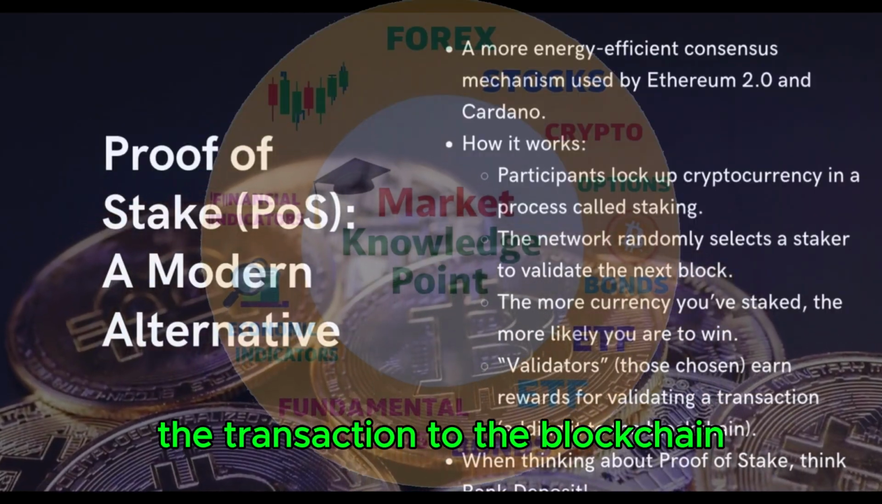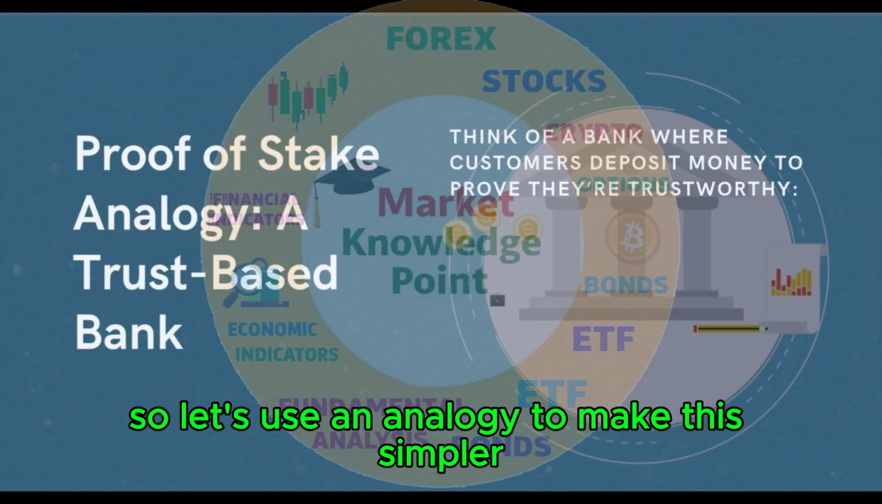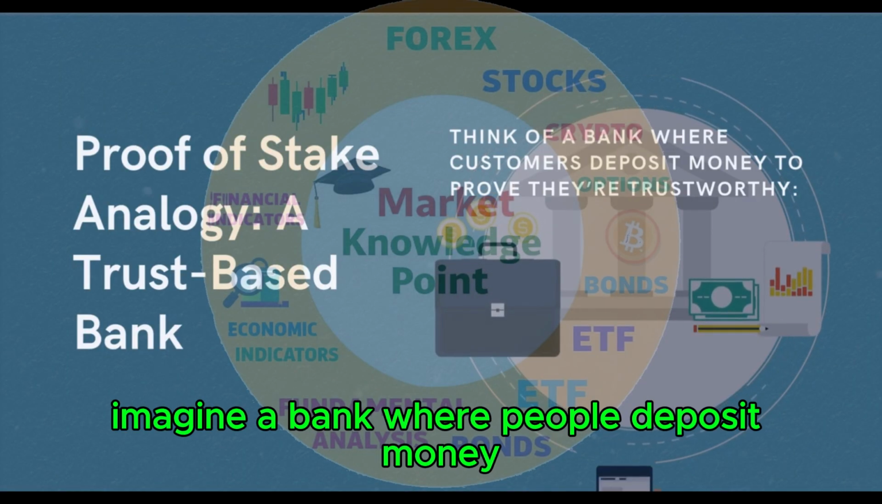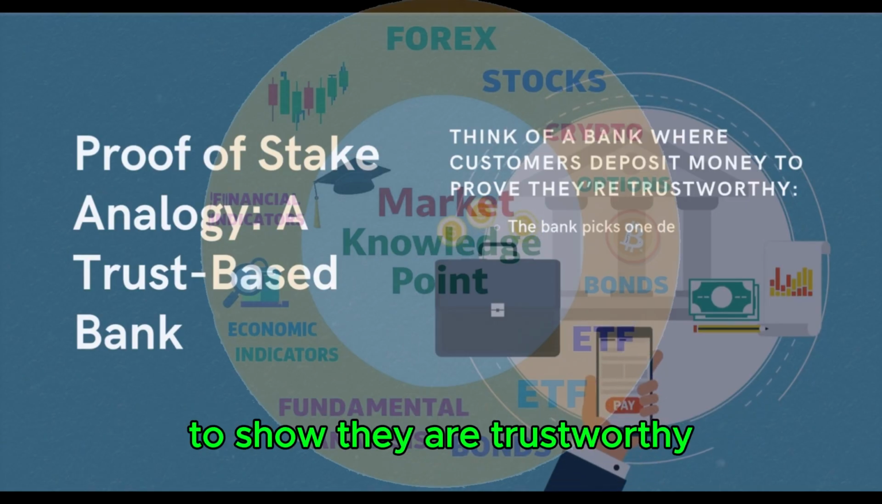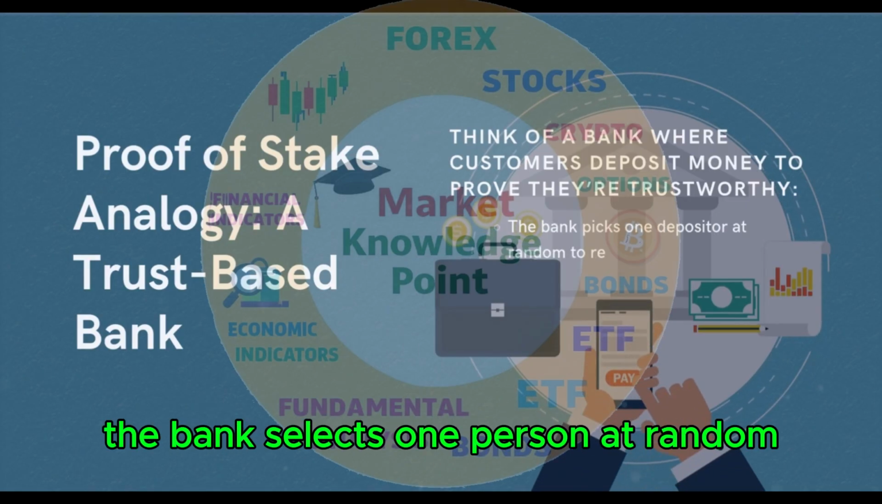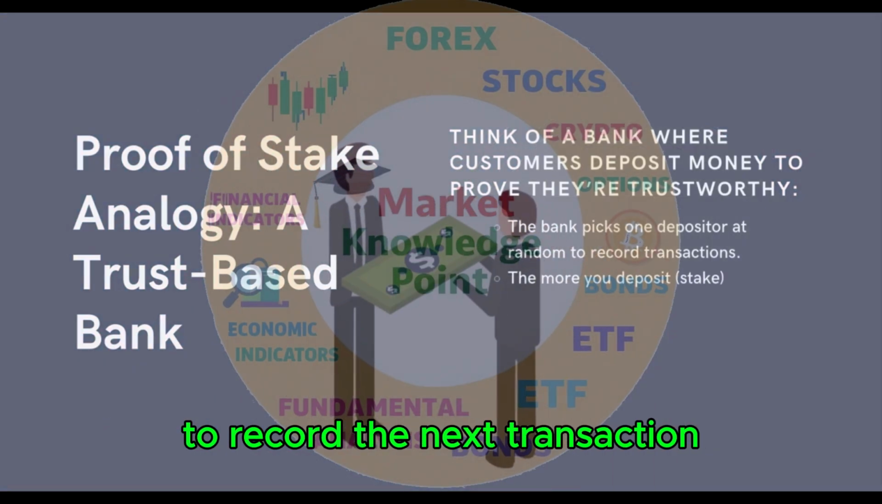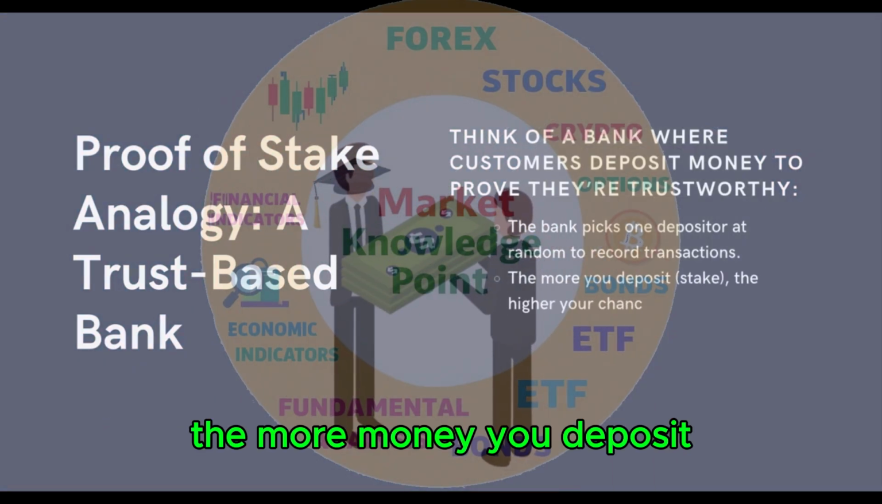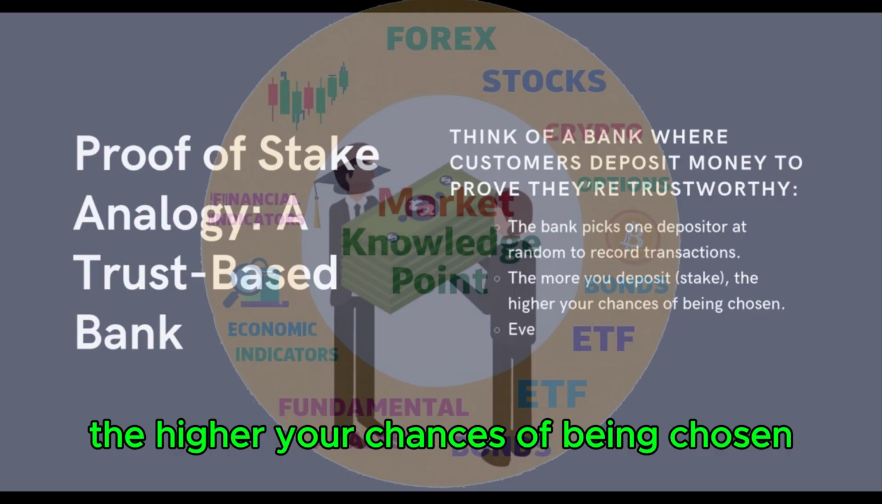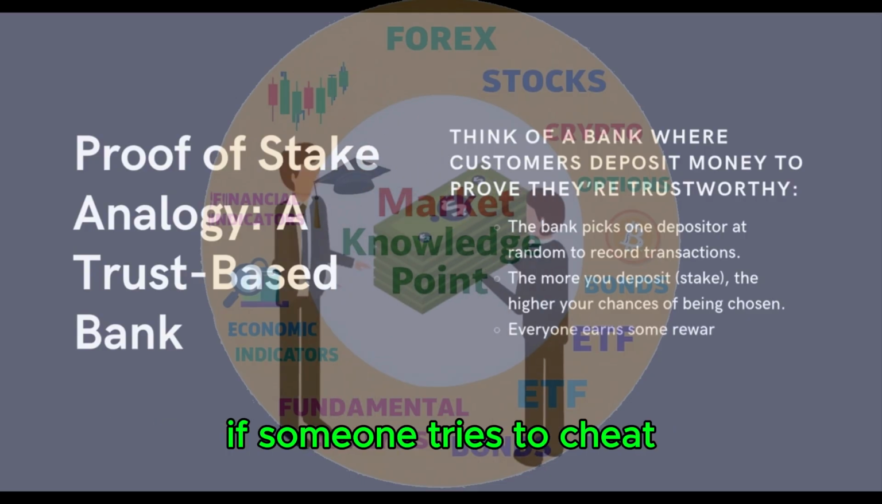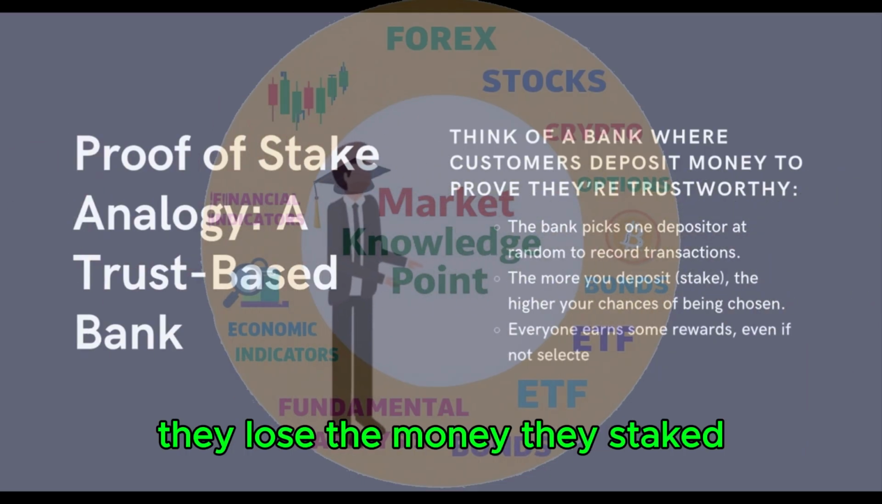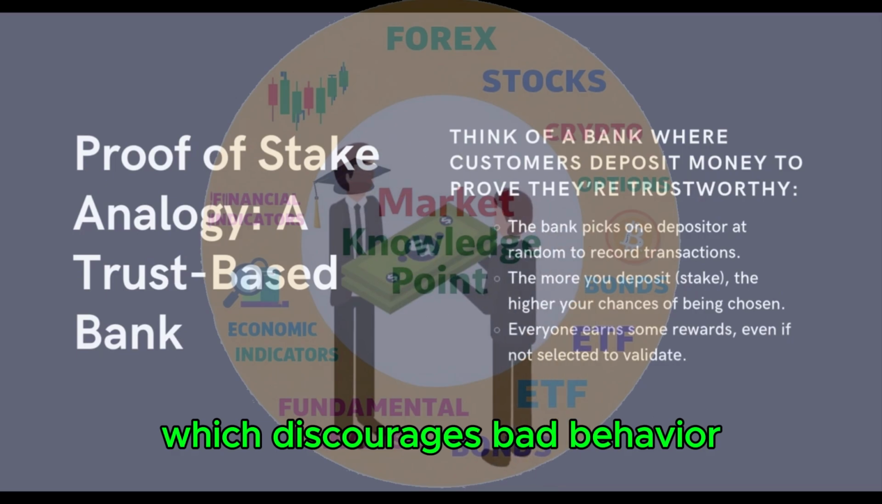So let's use an analogy to make this simpler. Imagine a bank where people deposit money to show they are trustworthy. The bank selects one person at random to record the next transaction. The more money you deposit, the higher your chances of being chosen. If someone tries to cheat, they lose the money they staked, which discourages bad behavior.